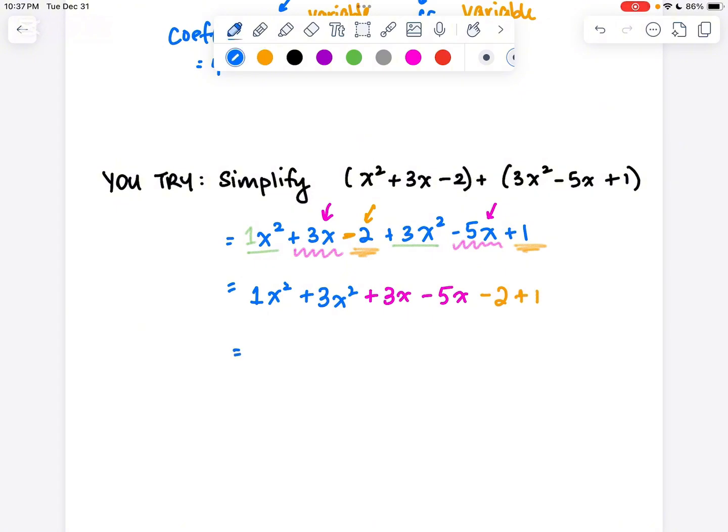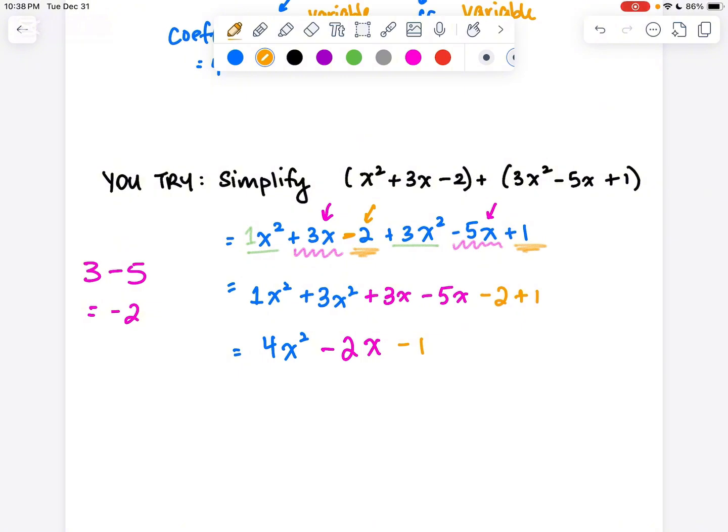At this point, now I'm going to add. I've got 1 tile that says x squared, and then I have 3 more tiles that say x squared. So now I have 4 of those tiles that say x squared. For the pink ones, this is a little bit harder to visualize with tiles. We've got 3 tiles that say x. I'm taking away 5. Well, that's a bit trickier. So the trick is just take the integers. So 3 minus 5 is negative 2. And just know that your tile still says an x, so I need an x there. And for my constants, -2 plus 1 equals -1.